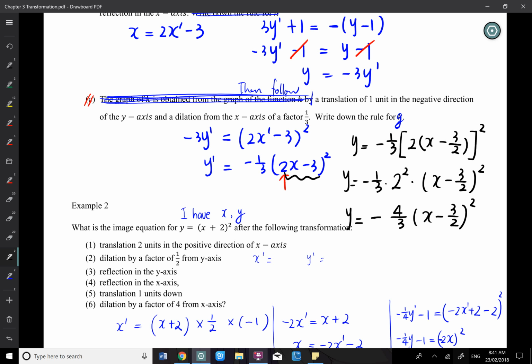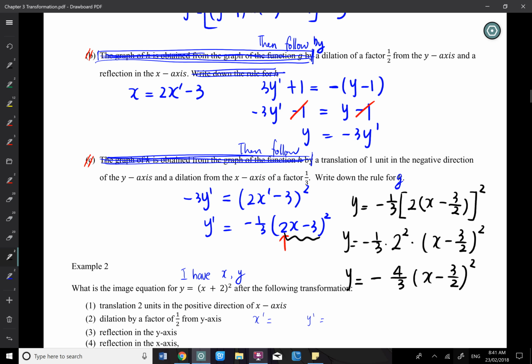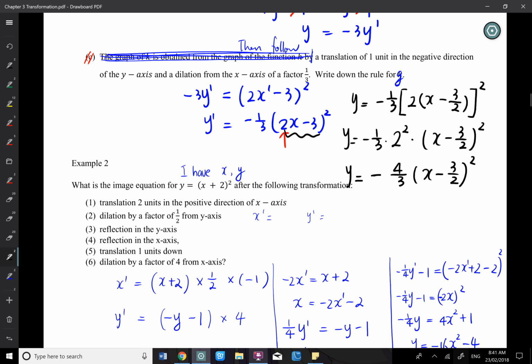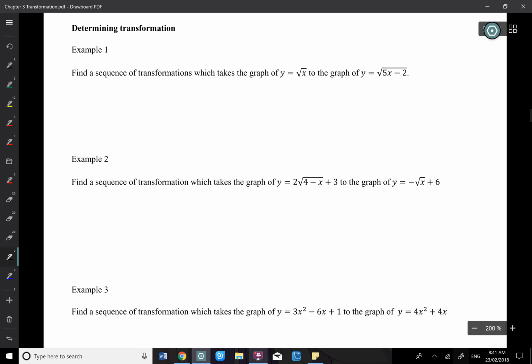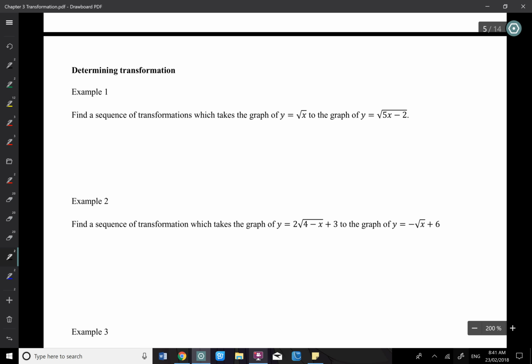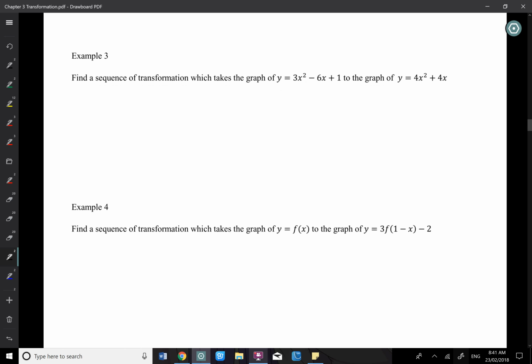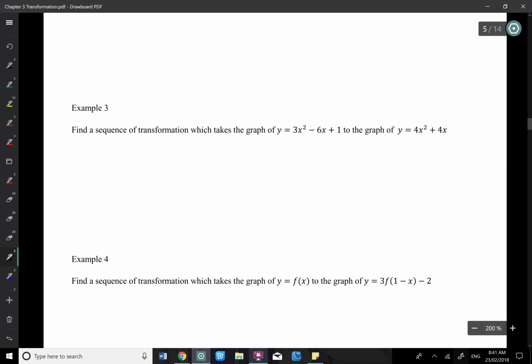Any questions to this? Okay. If you don't have any question, well, that's the type 1 question. Give you the original, give you the word description, and ask you for the resultant function. So we follow this way to do it. Let's have a look at the next page.